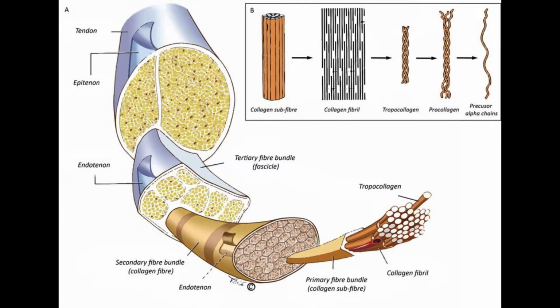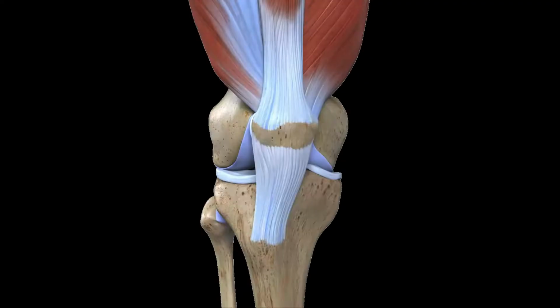Tendons are a band of tough and flexible connective tissue made out of collagen fibers. Tendons connect muscles to bones. If we look at the anatomy of a knee, we see that the patellar tendon connects the tibia, which is the shin bone, to the patella, which is the kneecap. And then we see there is another tendon called the quadriceps tendon, connecting the patella to the quadriceps muscles.